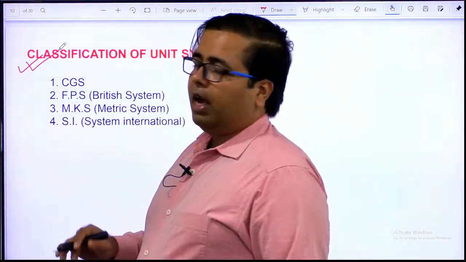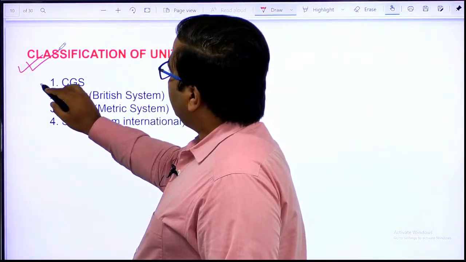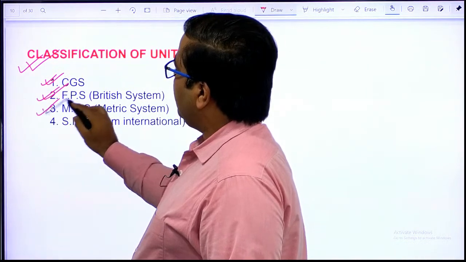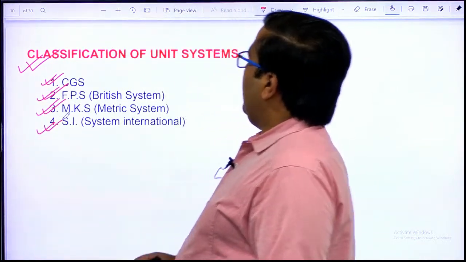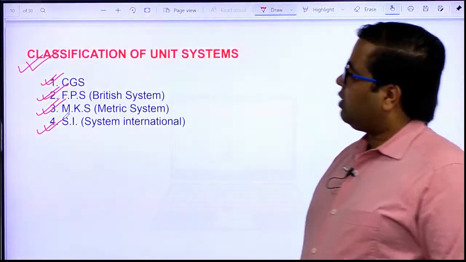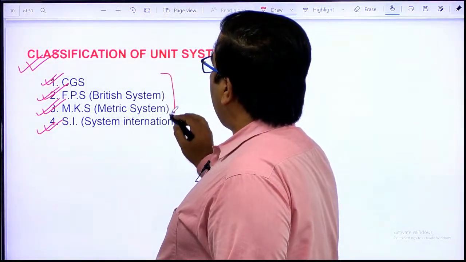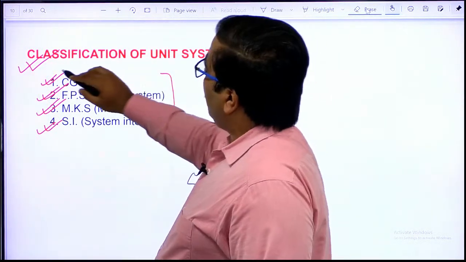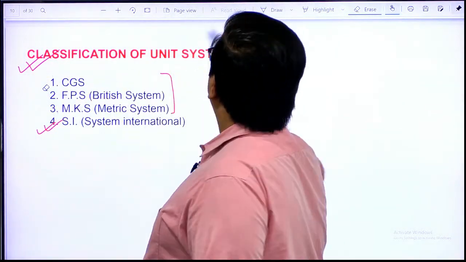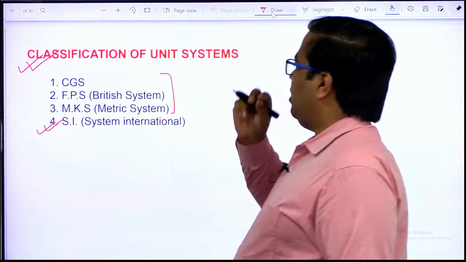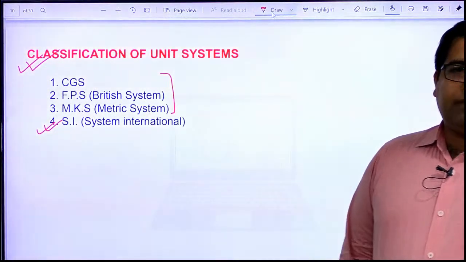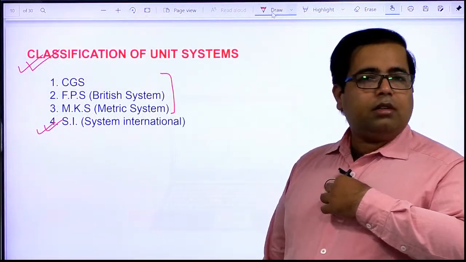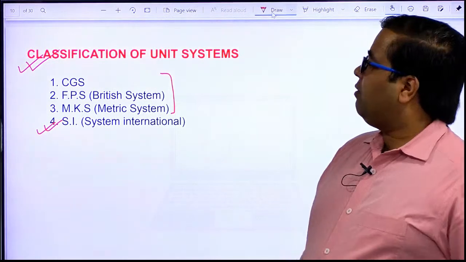We have four systems. These are the CGS system, the second one is FPS, the third one is MKS, and the fourth one is the SI system. These three are old systems that we have discarded, and we don't use them for scientific calculations. But sometimes in questions some quantities are written in the form of CGS units.